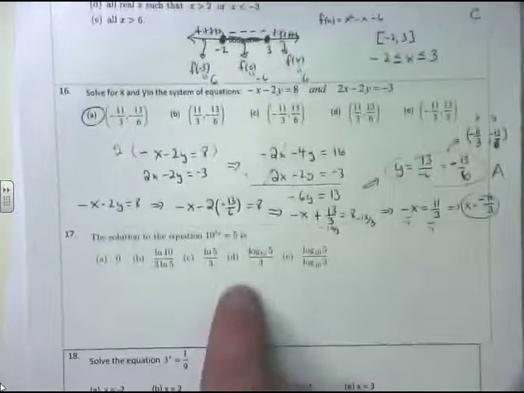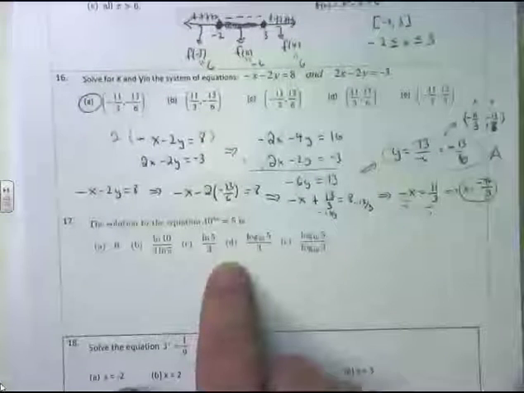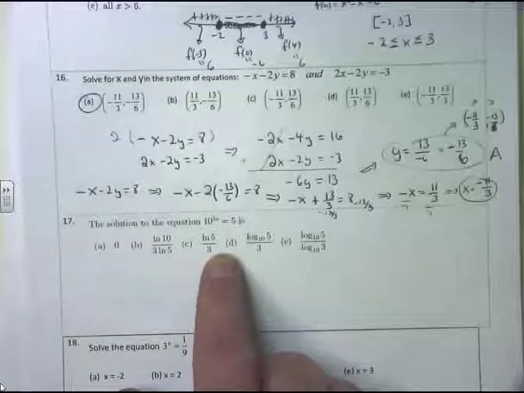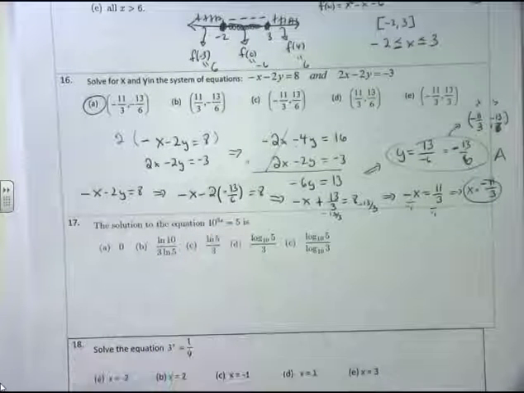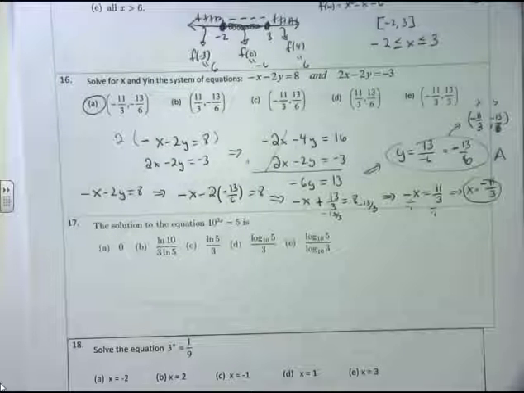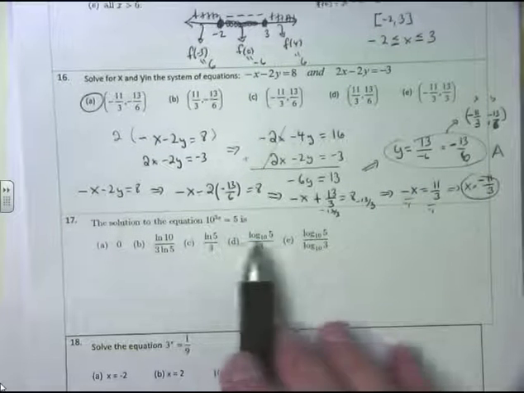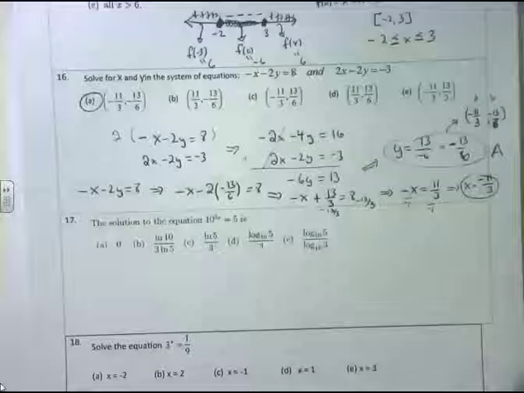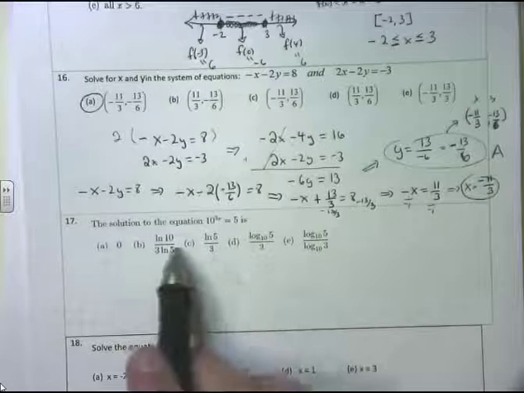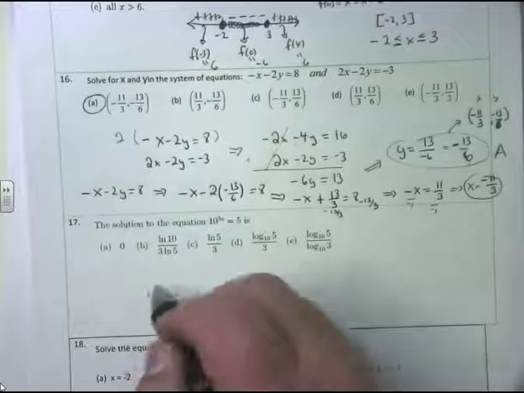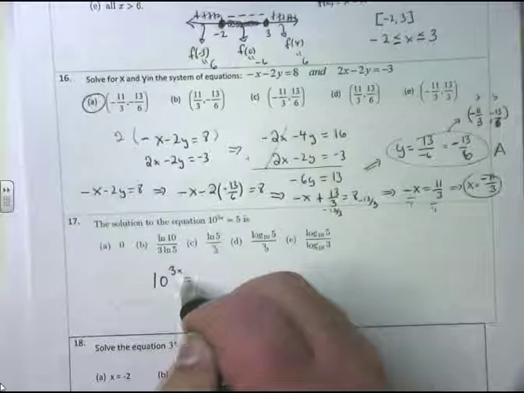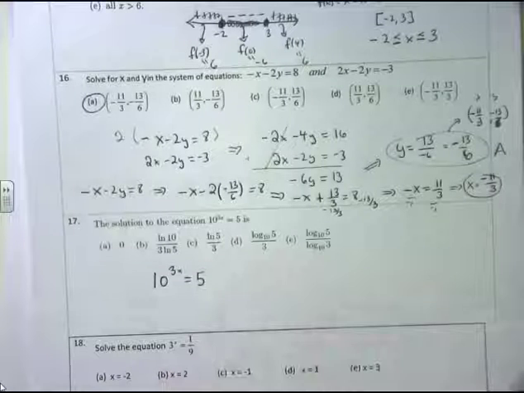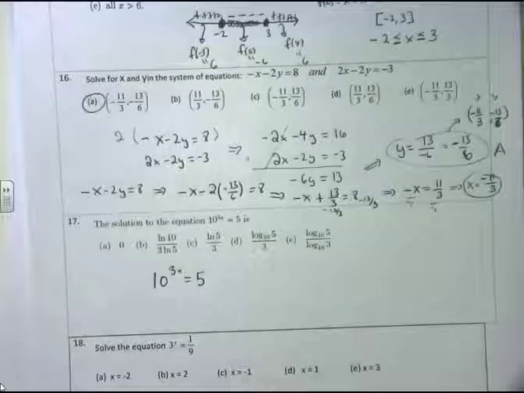Now we did this problem also in class, so I'm going to take a look at this guy for a second. The solution to the equation 10 raised to 3x equals 5. Okay. Now if I look at these, we've got natural log answers and we've got common log answers. Traditionally, I'd have to do it both ways because I've got both sets of answers. But if I got a base 10, I've got a button on my calculator that does base 10, and that's called the log base 10.